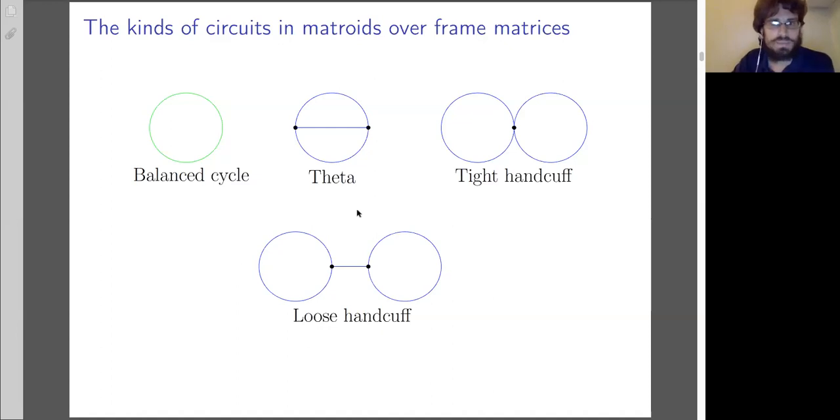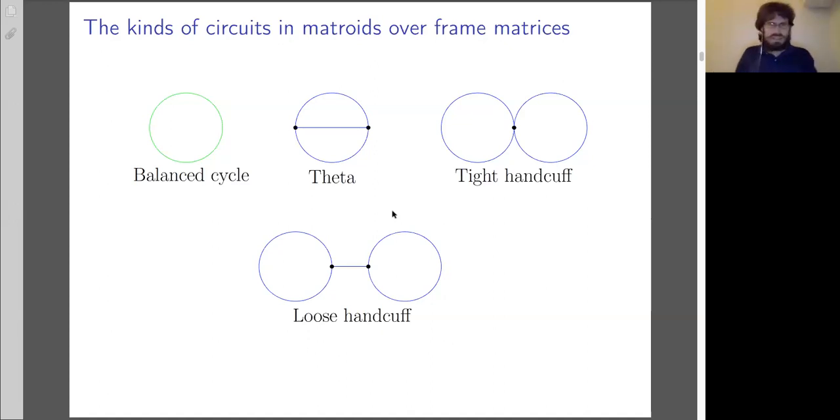I suppose I should specify now, I'll never say this again, you can take this as read: when I talk about thetas, tight handcuffs, and loose handcuffs, I always mean such that they don't already include a balanced cycle, right? Because if they did, then just that balanced cycle would already be a circuit. Okay, so if we take one of these frame matrices, then this gives us a complete specification of the circuits of the corresponding matroid.